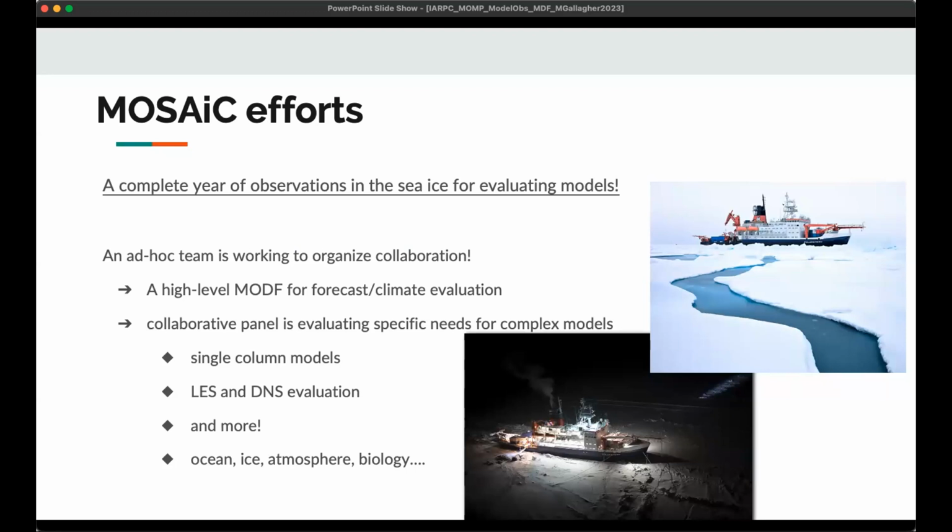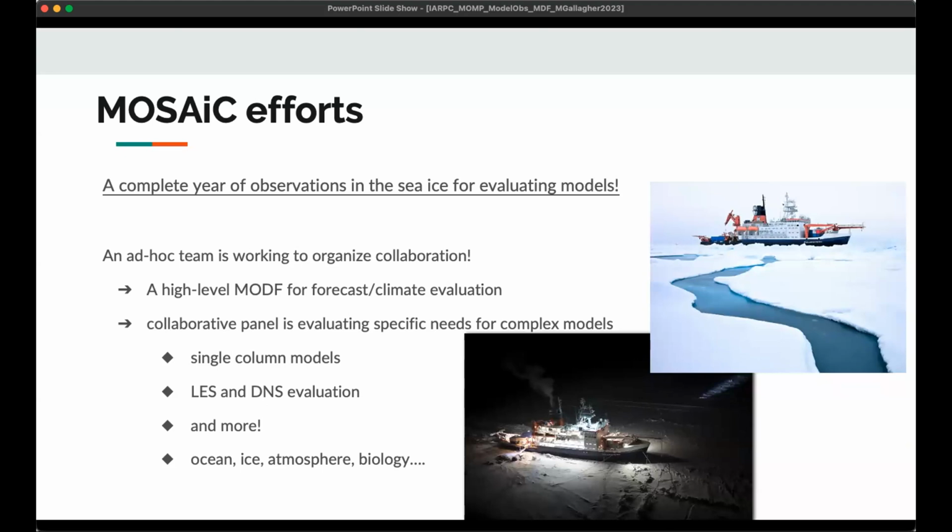So a lot of the merged data file effort was specifically made in the service of Mosaic. So Mosaic was this absolutely massive campaign where a whole host of people from all across the world put in years of their lives to take a great coupled climate system data set. It includes biological drivers, it includes atmospheric drivers, ocean, sea ice measurements, a whole suite of incredible observations in the Central Arctic sea ice for the full year from September 2019 until September 2020.